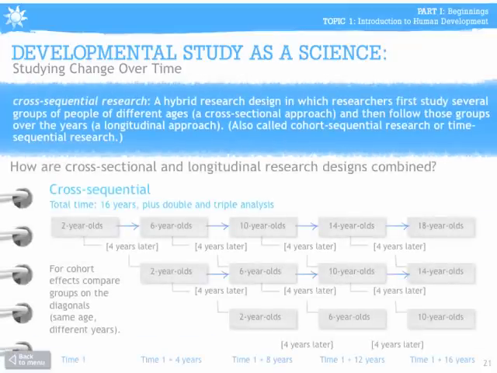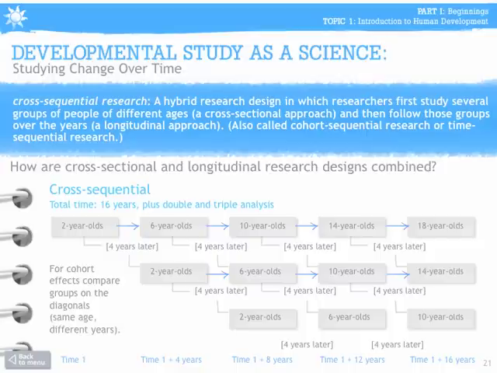A cross-sequential study will analyze data three ways. First, it will compare groups of the same ages studied at different times. Any differences over time between groups who are the same age are probably cohort effects. The second analysis compares people within a group. As they get older, any differences are the result of time, not only age.